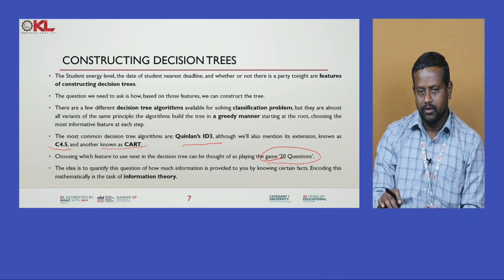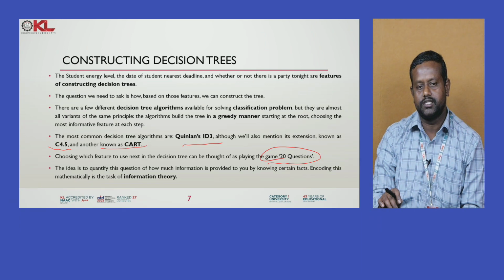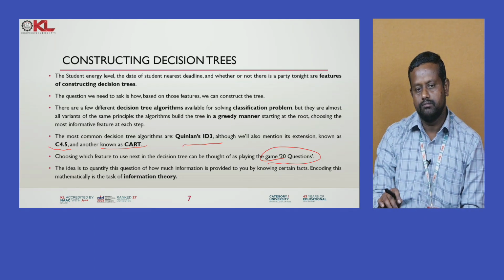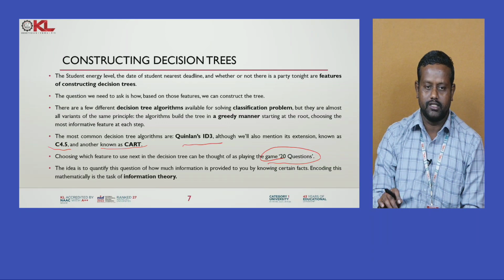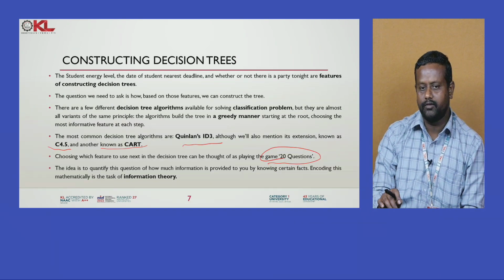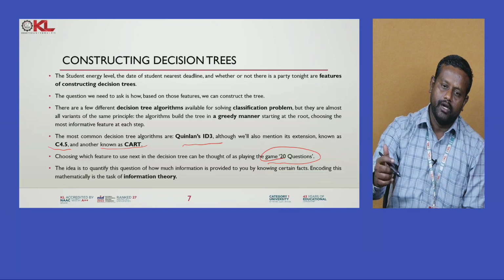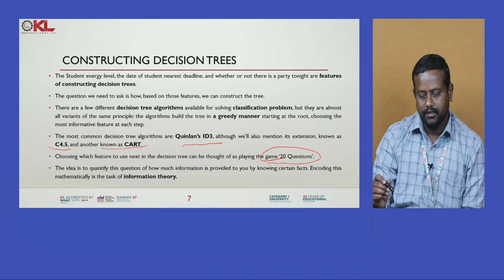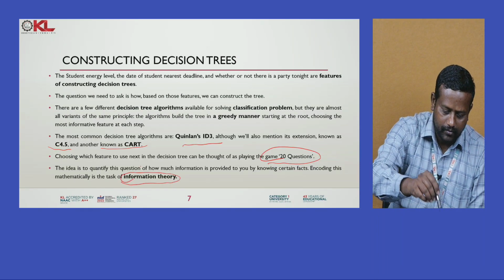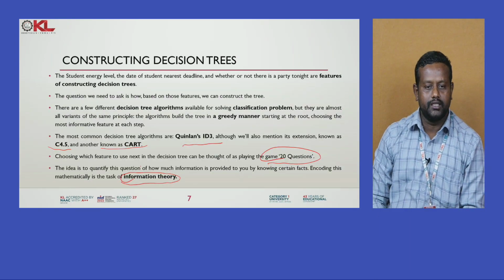At each and every situation, each and every extension of the decision tree, we have to ask a lot of questions. Based on those questions and their answers, we extend the decision tree structure. The idea is to quantify how much information is provided to you by knowing certain facts. Encoding this mathematically is the task of information theory.